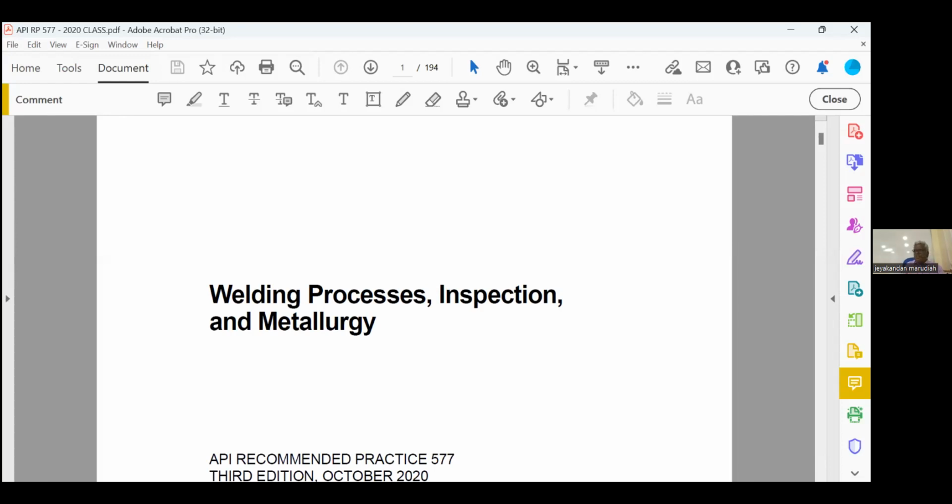Welding, generally, there may be 2 or 3 questions. NDT is clubbed together with section 5. I told you, NDT they are asking 8 to 10 questions. It is both 577 as well as section 5. Now, welding, what are the things you should know?